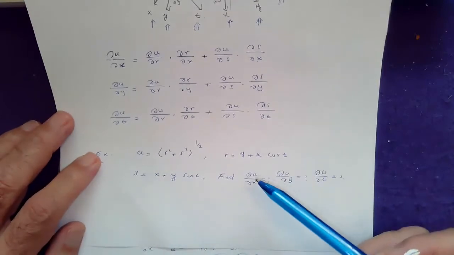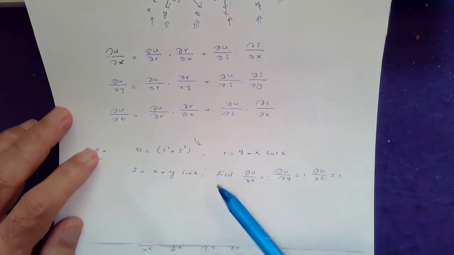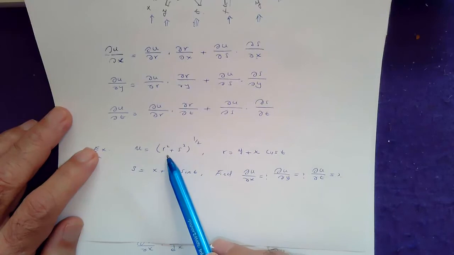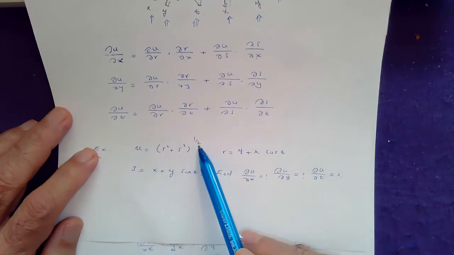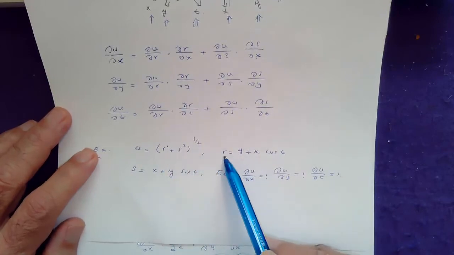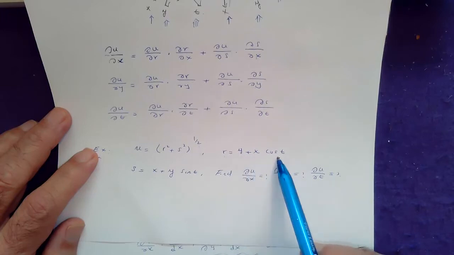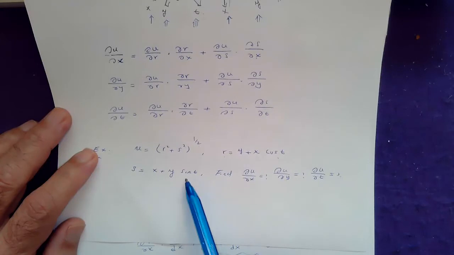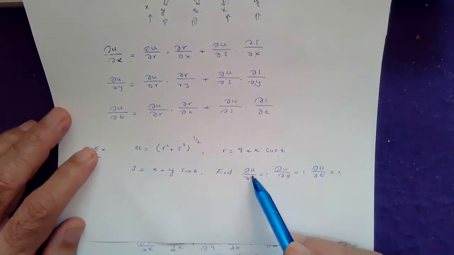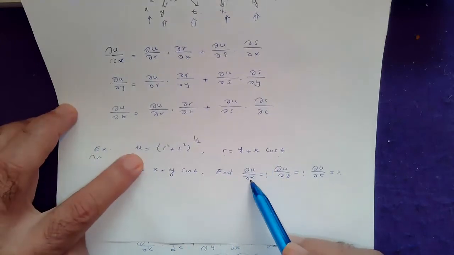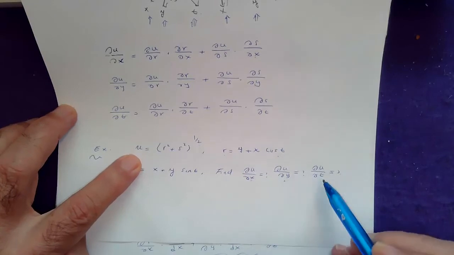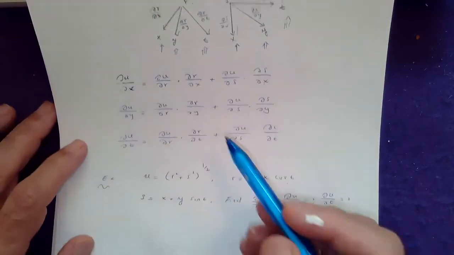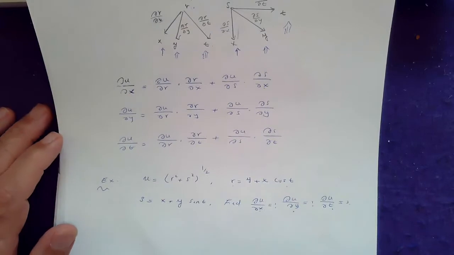An example of this, which I'm not going to do because these are the formulas: u is equal to r squared plus s squared to the power of 1/2, but r is y plus x times cosine of t. S is x plus y times sine of t. Find the partial derivative of u with respect to x, y, and t respectively. So here are your formulas. Do you see it?